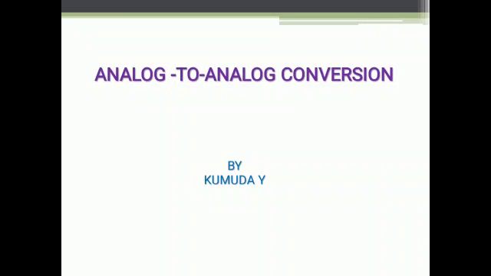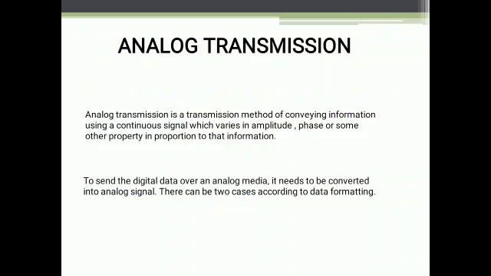The topic I am going to talk about is analog to analog conversion. Before that, we need to know about analog transmission. Analog transmission is a method of conveying information using a continuous signal which varies in amplitude, phase, or some other property in proportion to that information.